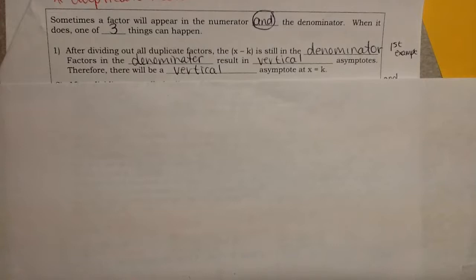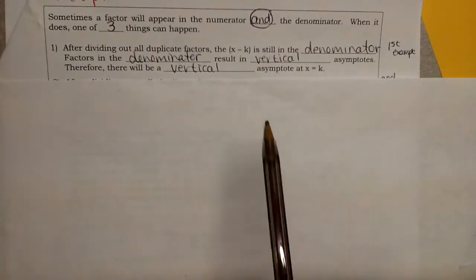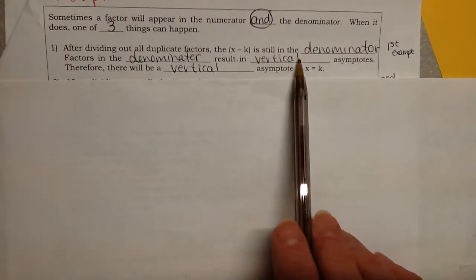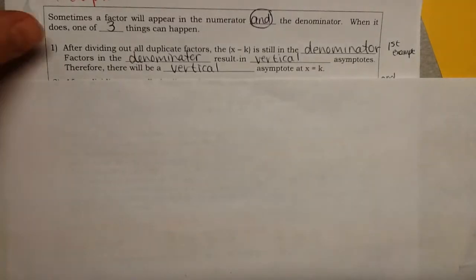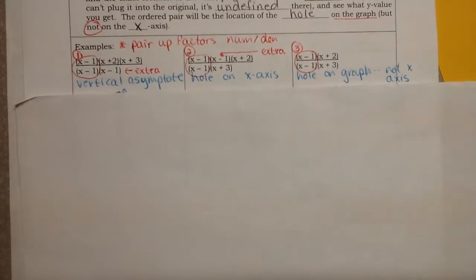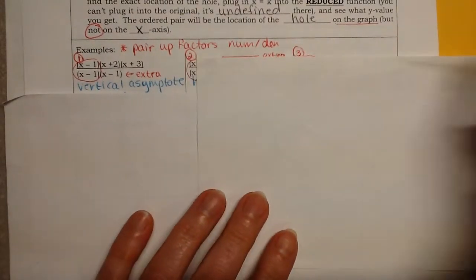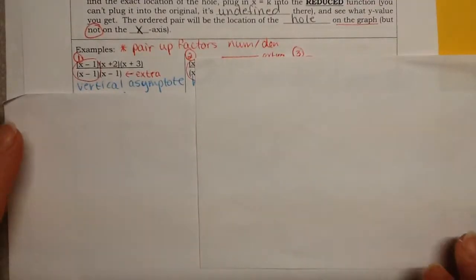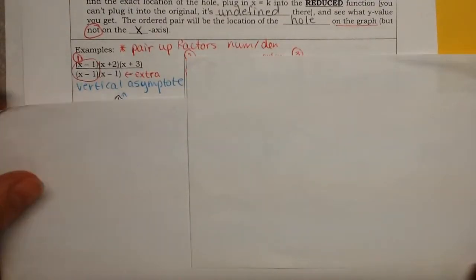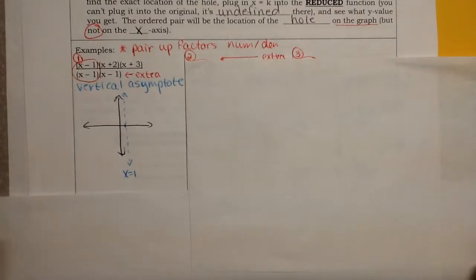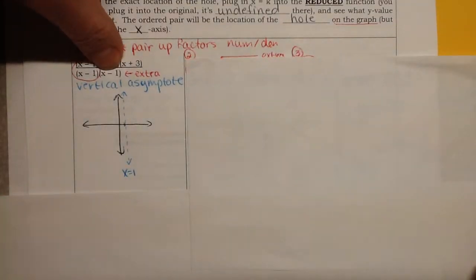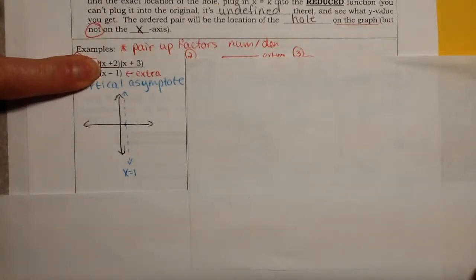After you divide out all of the duplicate factors, if x minus k is still in the denominator, which is your first example down here, that means you're going to have a vertical asymptote. We'll set that equal to 0, and so x equals 1. Basically you're reducing the fraction here, and this goes back to what we did before. If it's in the denominator, it's a vertical asymptote.